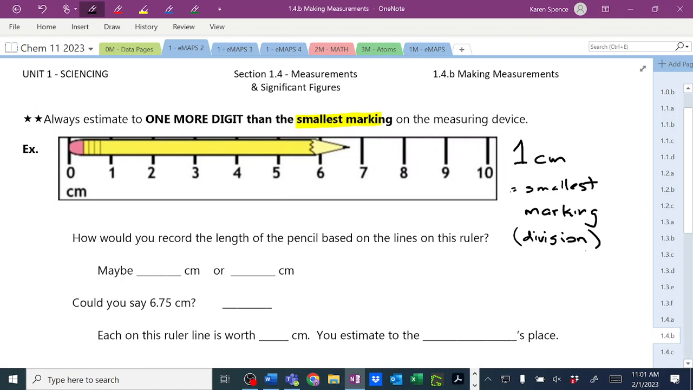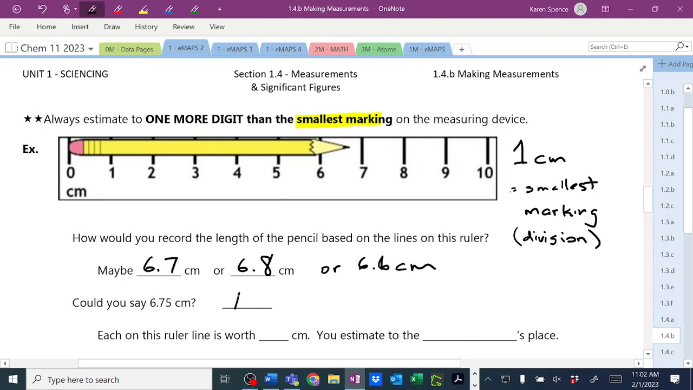Okay, what do you think? What did you guys get? Yeah, 6.7 or 6.8. Anybody get 6.6? Yeah, okay, so you could have had 6.6 possibly, centimeters. Could you say 6.75 centimeters?